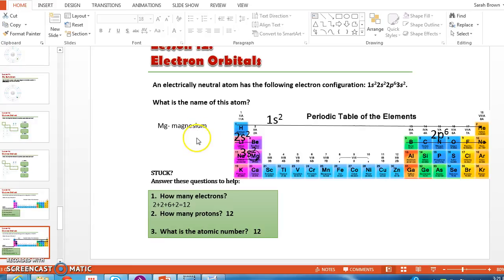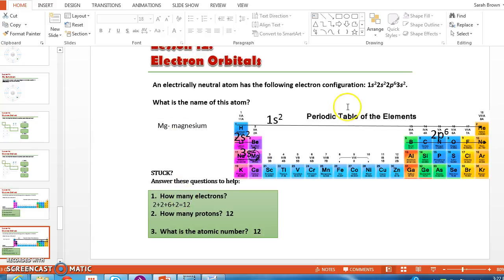So the 2 ways you can do this, you can just go through the periodic table. So start out 1s. So this is 1s, it's the first row. And there's 2, so 1, 2. Then you have 2s2, so here's the second row. S, 1, 2. 2p6, 1, 2, 3, 4, 5, 6. And then 3s2, and you'll get to magnesium.